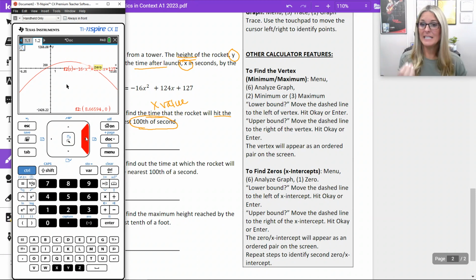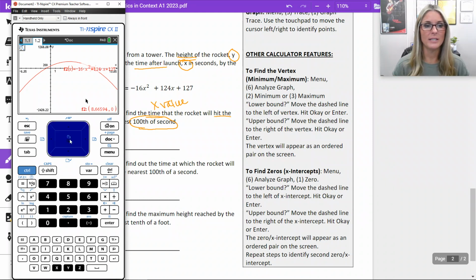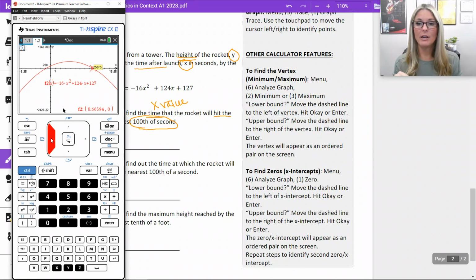And it has said 0. That's how the calculator identifies our x-intercepts. They're also called zeros, which we'll study more as we solve quadratics. Okay, in the bottom right corner, we can see that 0 is identified as 8.665940. So we were told to round to the nearest hundredth of a second.